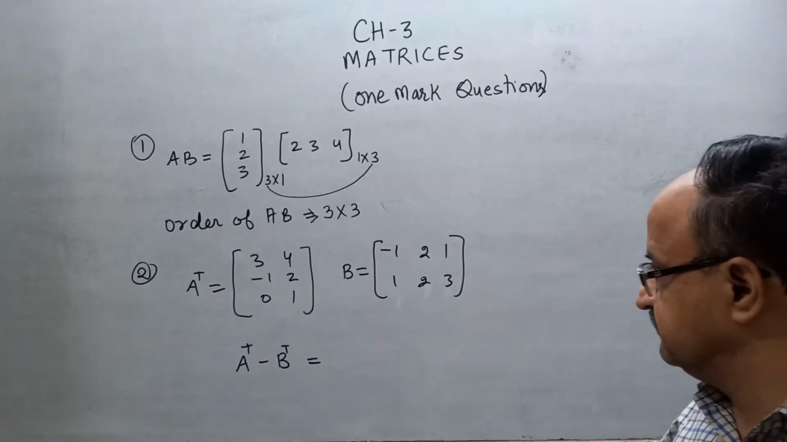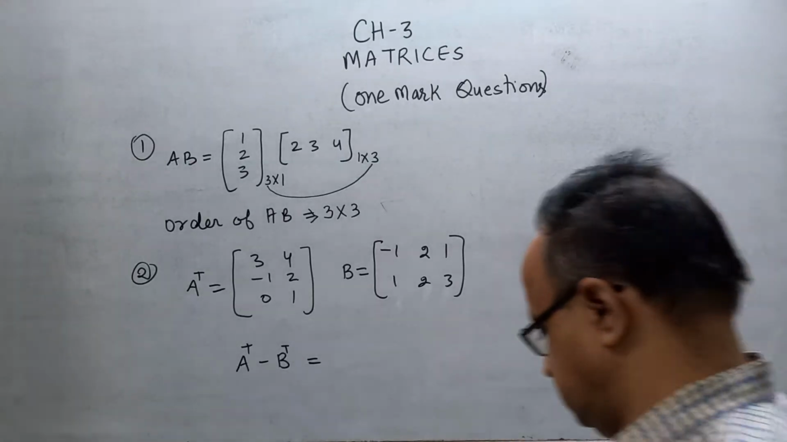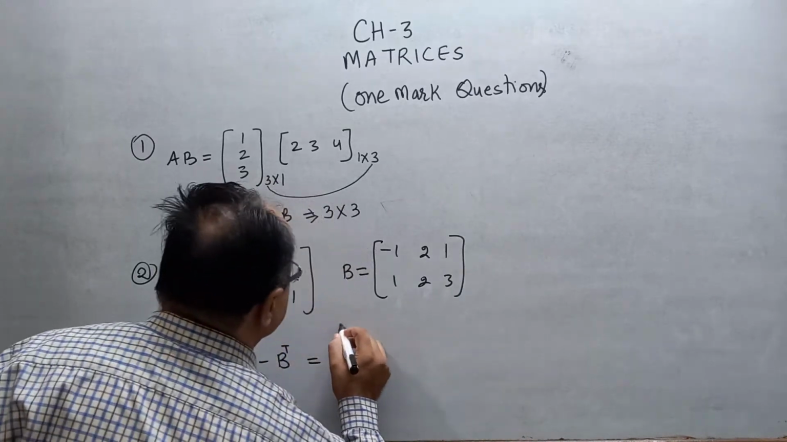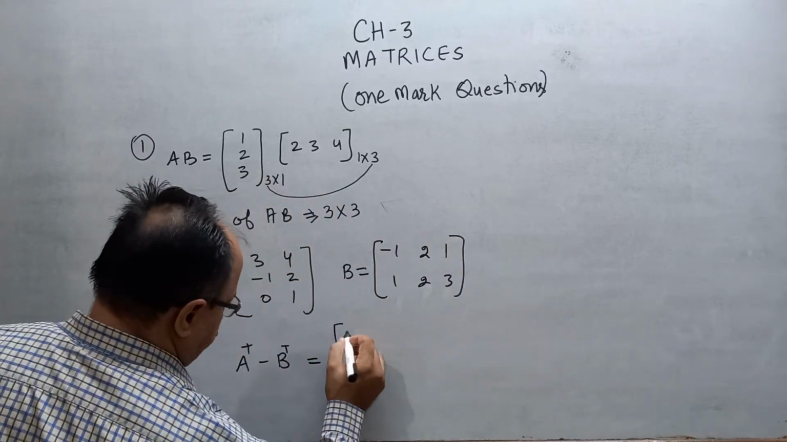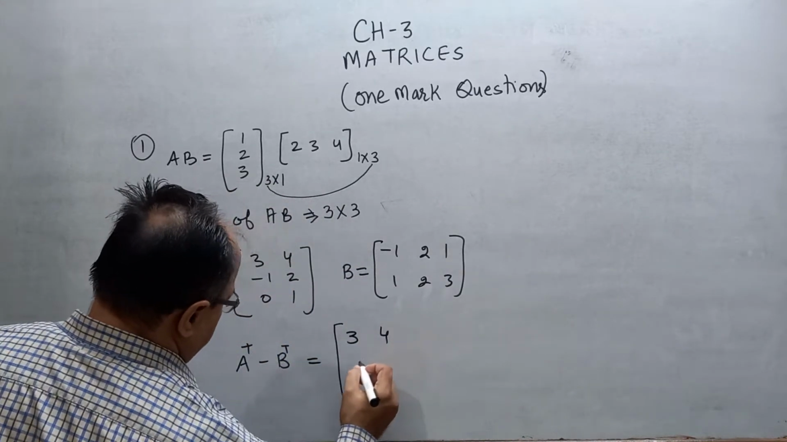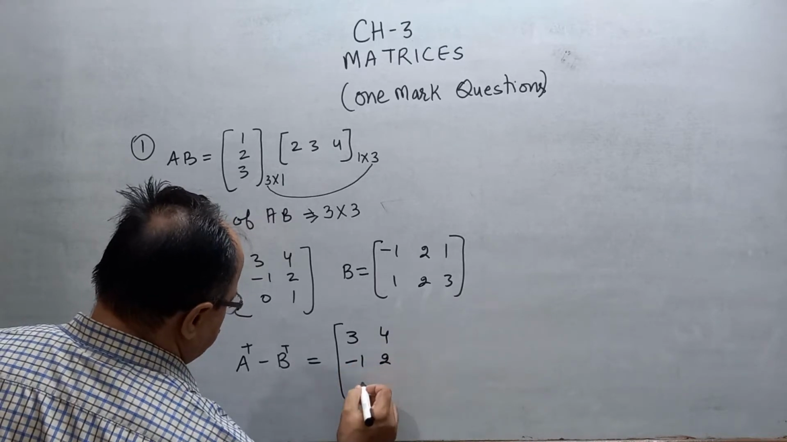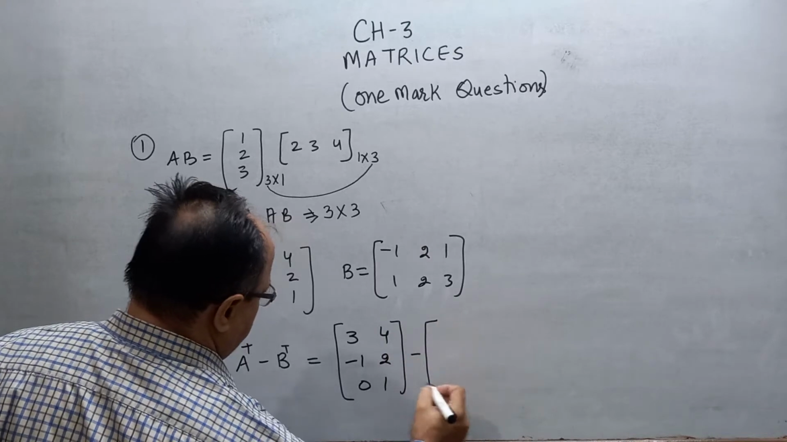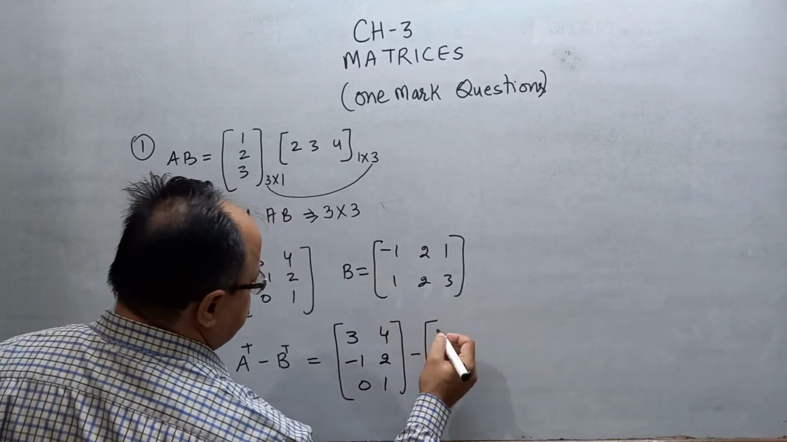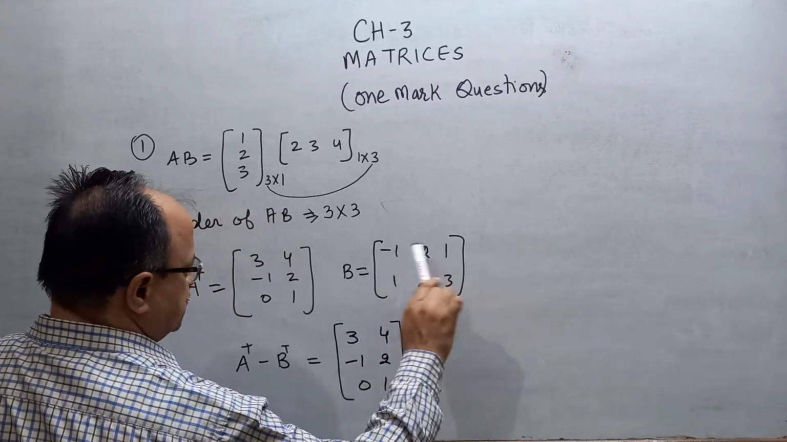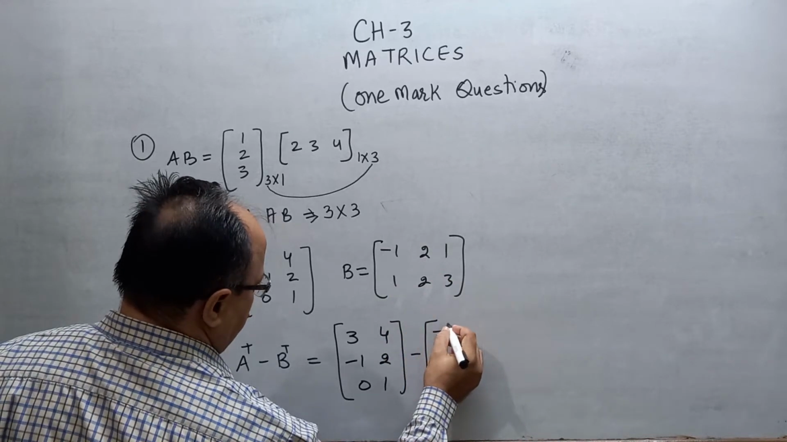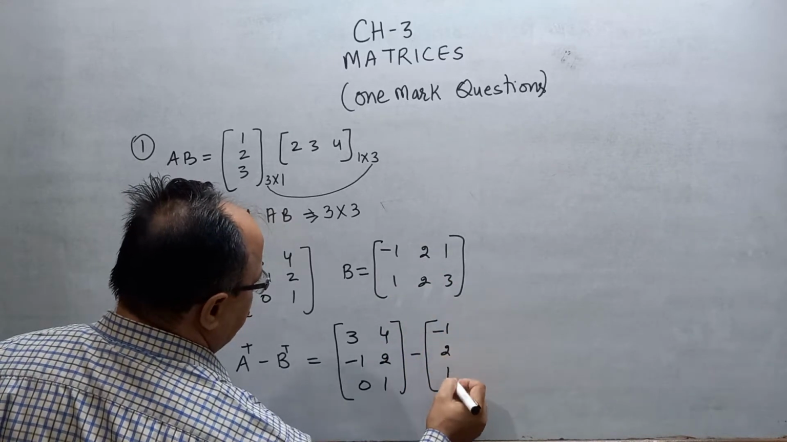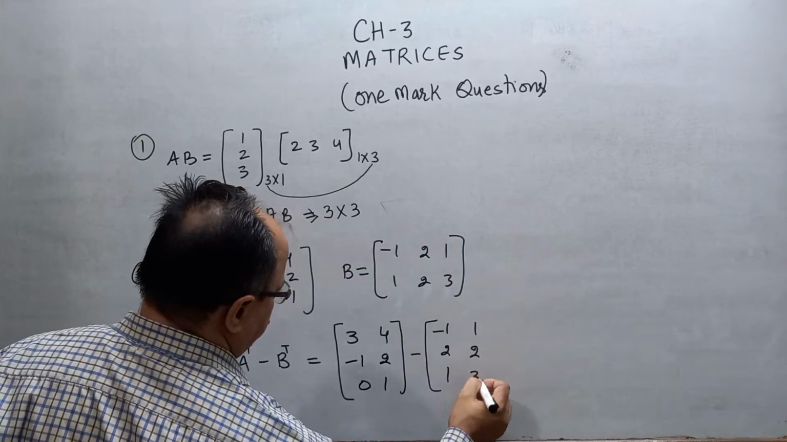Here, A transpose is [3, 4, -1; 2, 0, 1]. A transpose minus B transpose. Transpose of this: transpose means change row into column. B is [-1, 2, 1; 1, 2, 3].